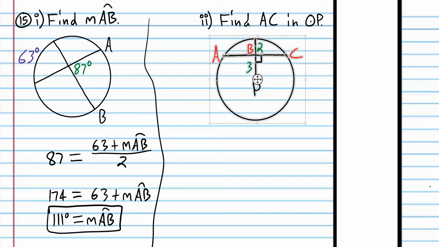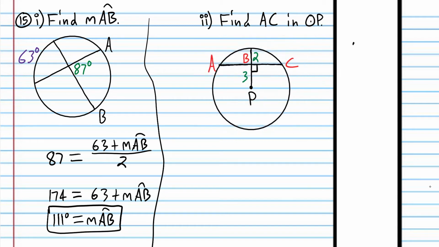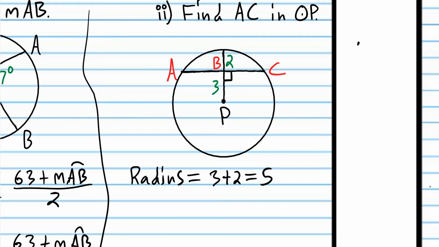Well, we know that this length is 3, and we know that this length is 2. So if we add those two up, we get 5. So the radius of the circle must be equal to 5. That's useful information. If we know the radius, then that means the distance from here to that point must be 5 also, because we're going from the center to the side of the circle, just like this segment here goes from the center to the side of the circle. These are both radii.